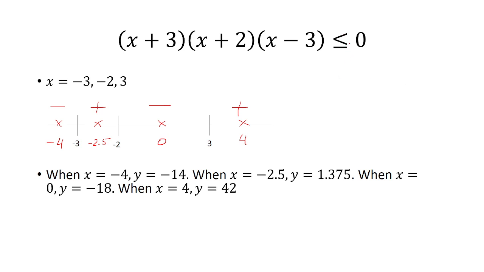We want to see when this function is less than or equal to 0. Keep in mind, at these points, it's equal to 0. So to the left of negative 3, it's less than or equal to 0. Between negative 3 and negative 2, that's positive, so we don't want to include this interval. From negative 2 to 3, it's negative, so that's good. And then after 3, it's positive, so we don't want to include that.